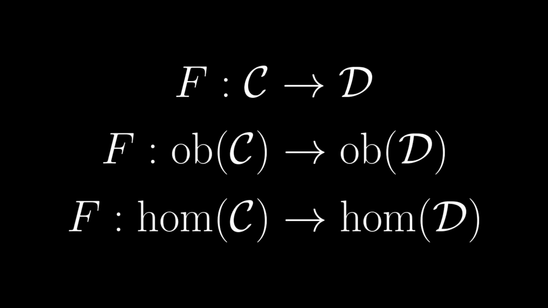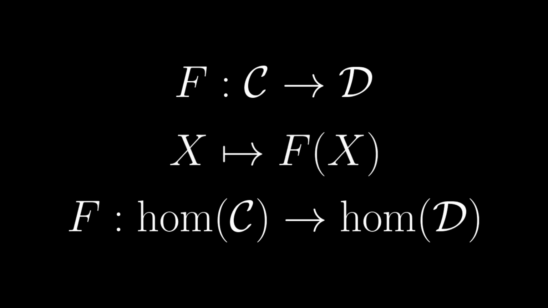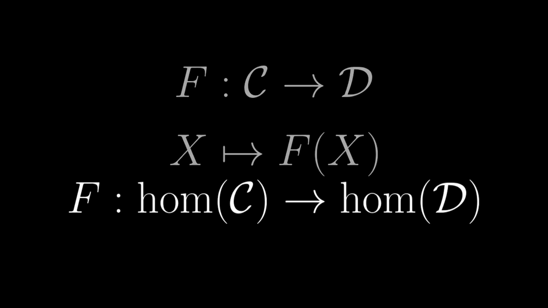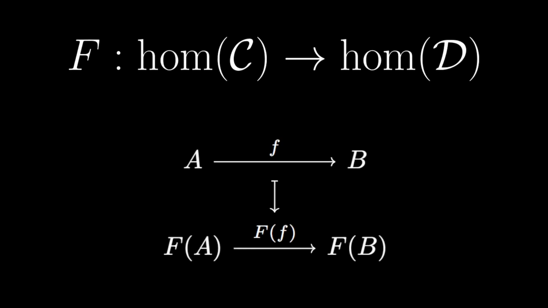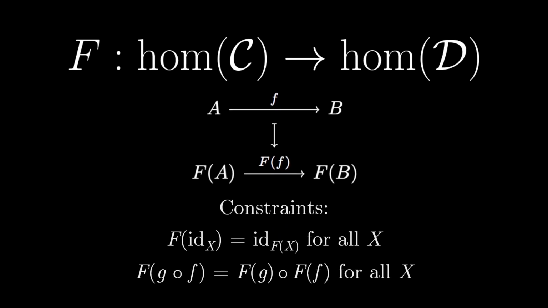The object mapping just maps objects x in C to an object Fx in D, nothing unusual here. But the morphism mapping maps morphisms in C to corresponding morphisms in D, as in the morphism has the corresponding objects on either end, as defined by the object mapping. But this mapping is subject to two constraints. Basically, functors have to send identities to identities, and they have to preserve compositions.